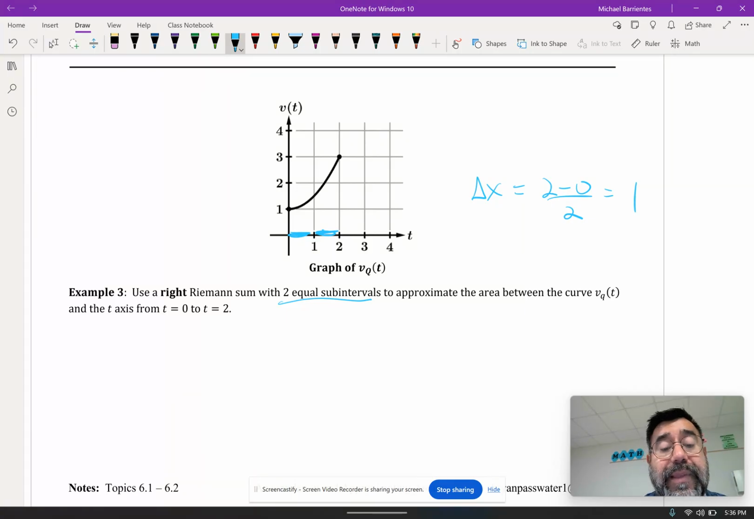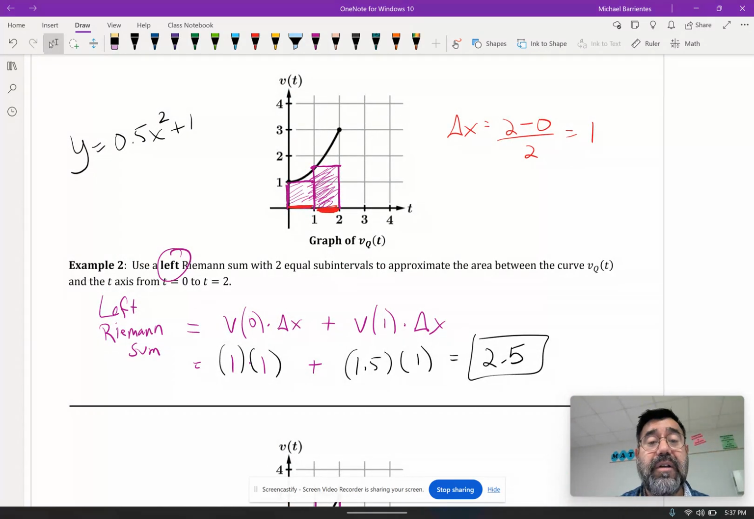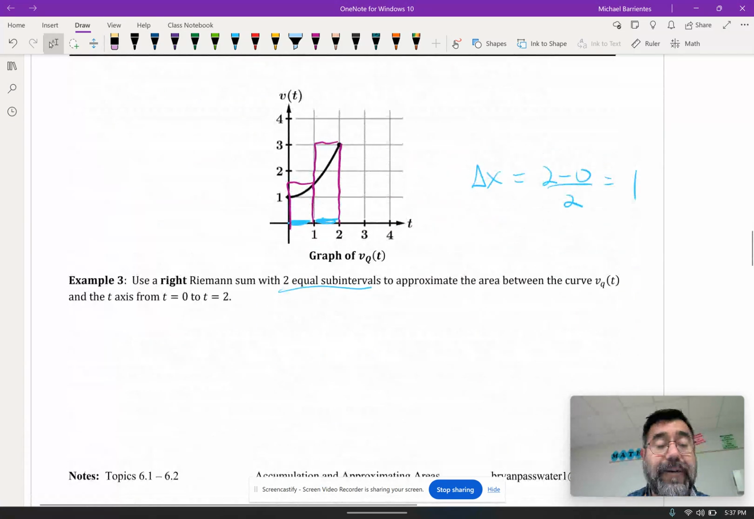Yes. But this time, my height is going to be based off of the right endpoint, and then the next one. So this should be here, and this should be here. Well, now, these rectangles are overestimate. So the answer that I get is going to be too high, just like the answer I got here was too low. So the actual retail price, the actual area, somewhere between 2.5 and whatever I get here.